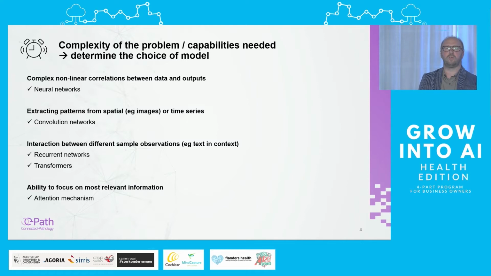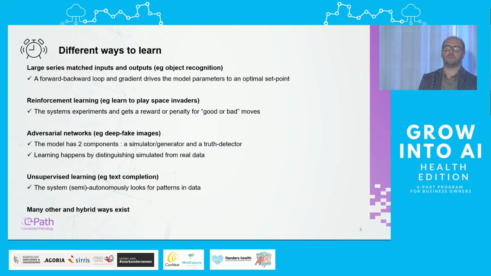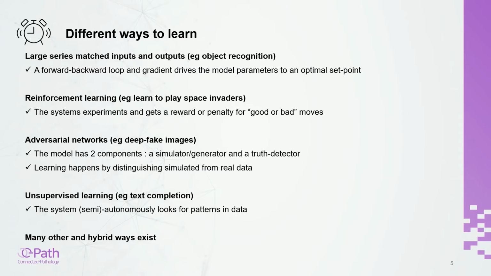Now, once you've chosen a model, you have to go work with it. Working with a model in AI is learning. Now, learning, you can again do that in many different ways. The most classical one that you hear about is you get yourself a large series of matched input and output. For instance, I want to recognize dogs or cats. I get a lot of pictures that are labeled dog, cat. I put these into my model.